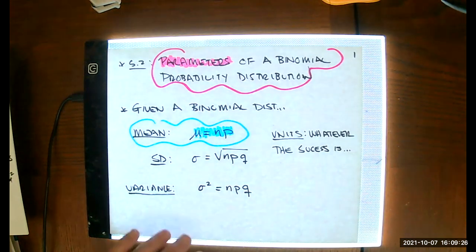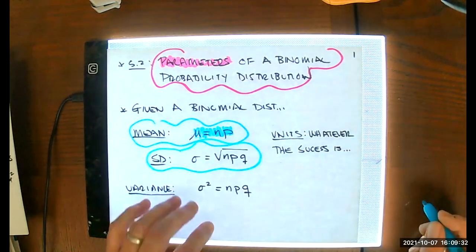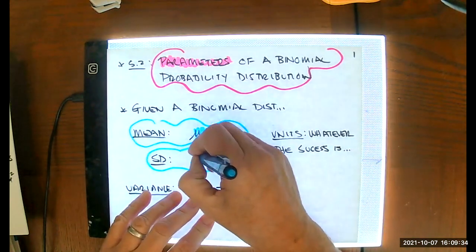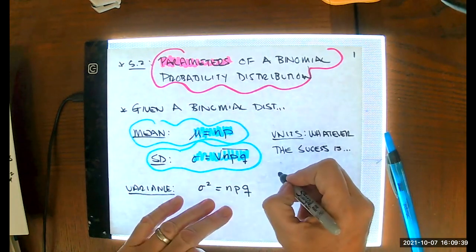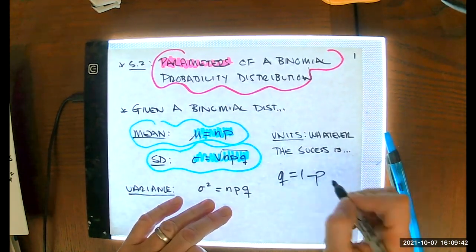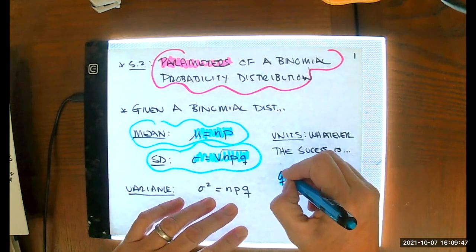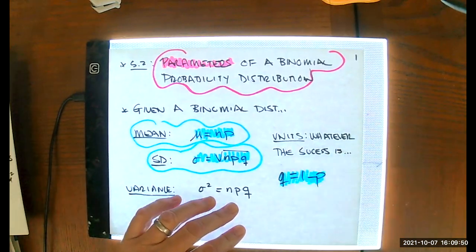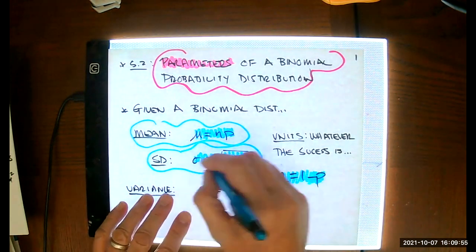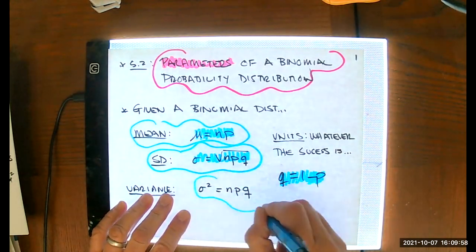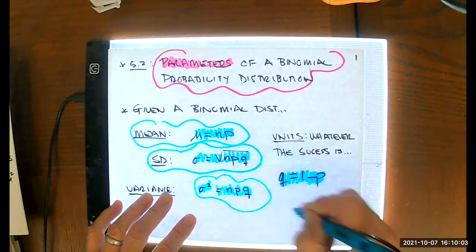The standard deviation is the square root of n times p times q. And I'll remind people that q is equal to 1 minus p. And q being equal to 1 minus p, it's usually easy to find. It's usually not hidden overly much. The variance is just the square, if you will, of the standard deviation, although honestly it goes in the other direction. Sigma squared equals n times p times q.